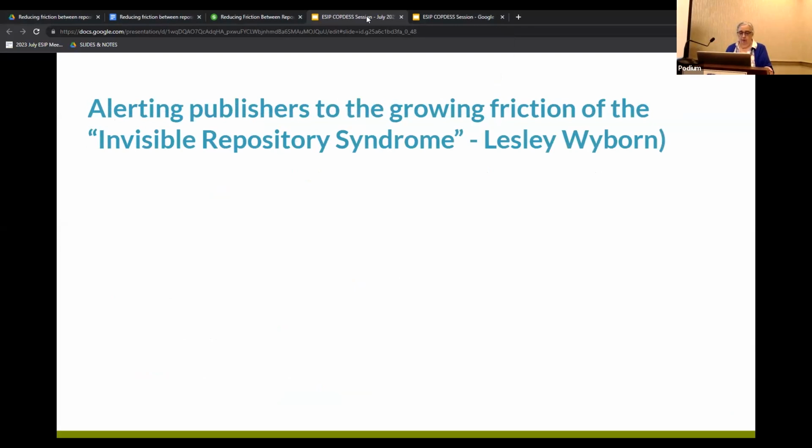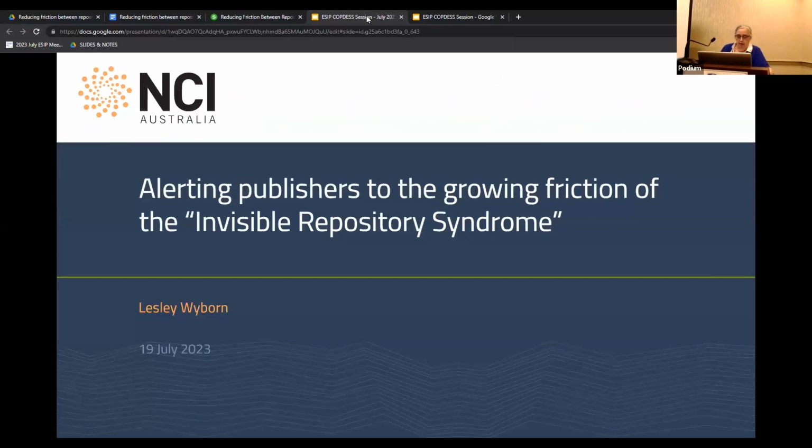Another one I want to do, which is kind of answering an issue that Mark raised, I'm calling the growing friction of the invisible repository syndrome. What the hell are you talking about, Wyborn? Okay, we're alerting publishers to the growing friction of this issue.